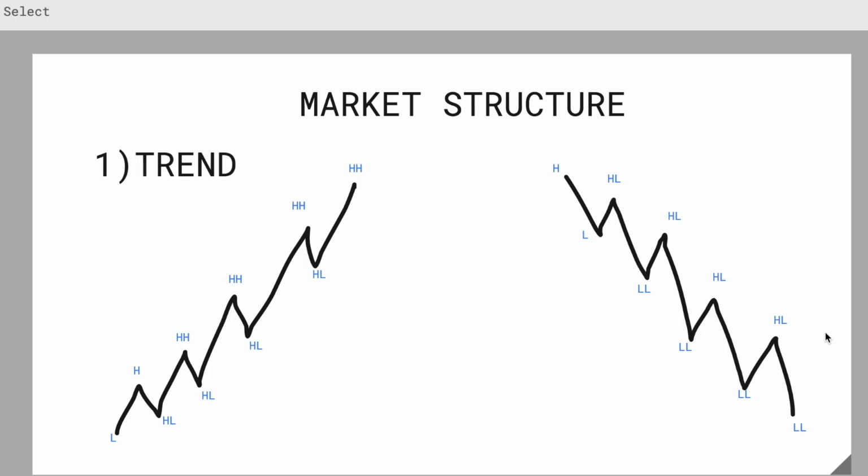With uptrend, we'll see higher highs, higher lows, higher highs, higher lows, higher highs, higher lows. With downtrend, we'll see higher lows, lower lows, higher lows, lower lows, higher lows, lower lows. That's how you see it in the market, all right? So now we're gonna see why it happens. What is the actual reason behind it? We're gonna look at this in terms of supply and demand.